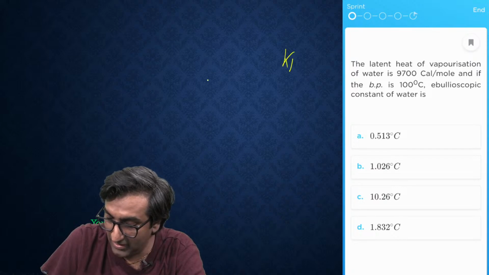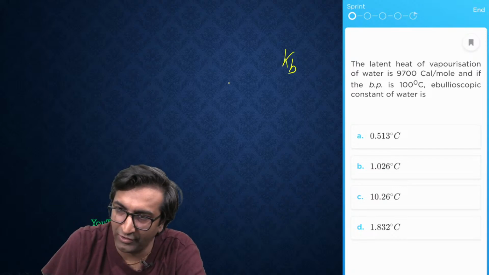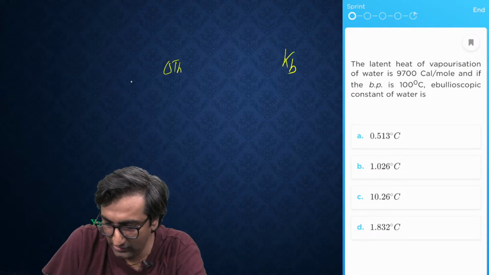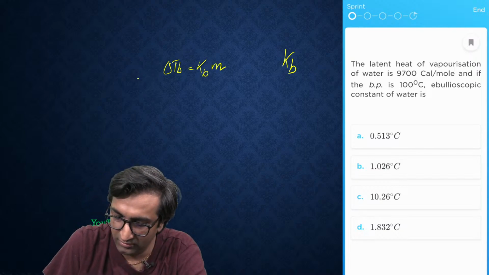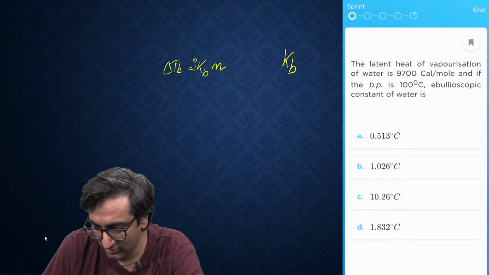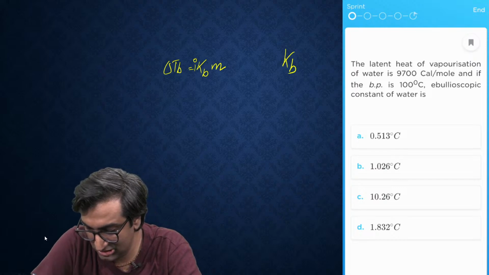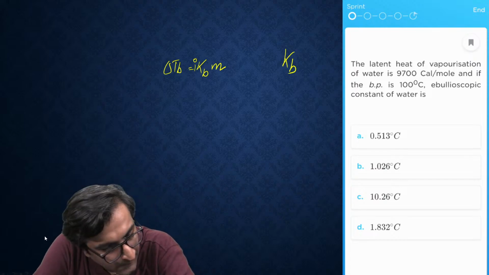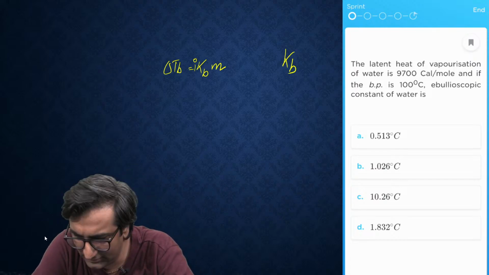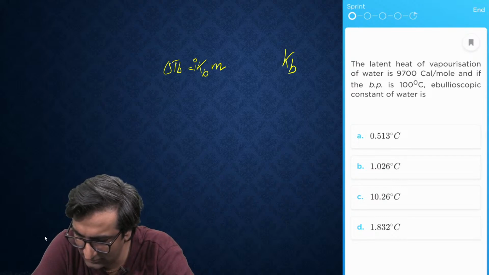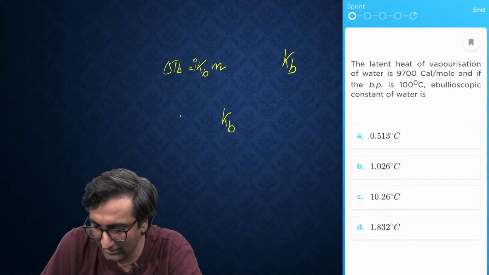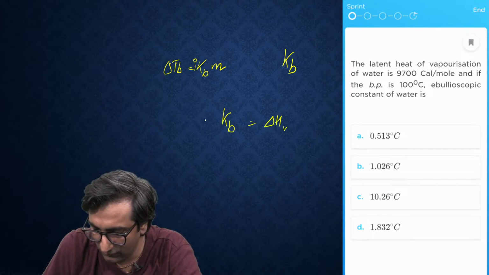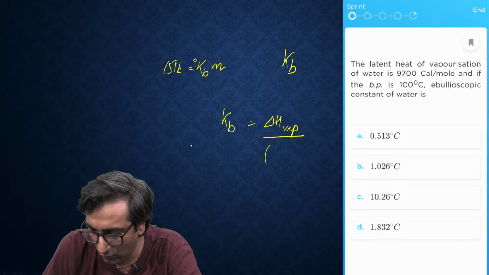We're talking about KB, by the way, not KF, because हम लोग boiling point की बात कर रहे हैं. Delta TB is KB times m times i. But ठीक है. Okay. What do we do here? I can do this in two different ways. No, I don't think we can do anything here. We have to know what is KB. KB is delta H vaporization divided by what?